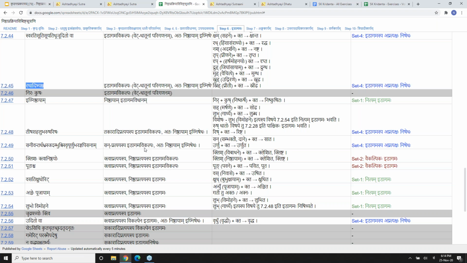Now yasya vibhasha doesn't care whether it is ktva or san or lit or takaradi or all pratyayas. Yasya vibhasha doesn't care. All that it says is that if there is an idagama vikalpa, I will come and block it for nishtha.